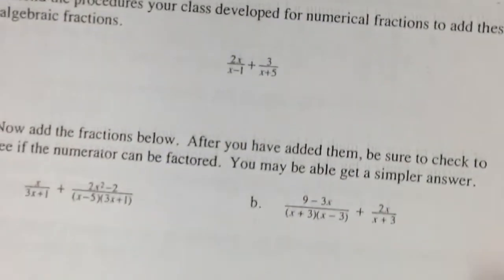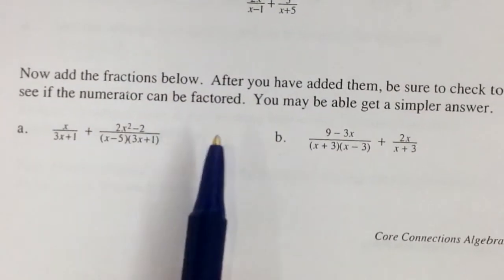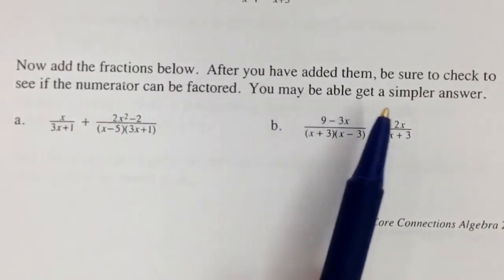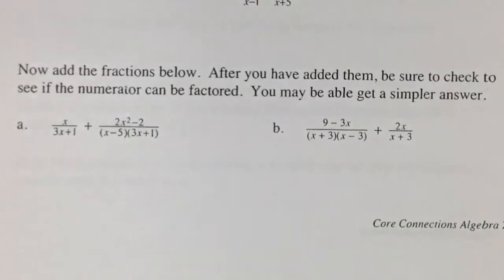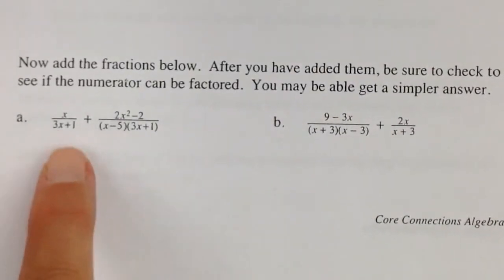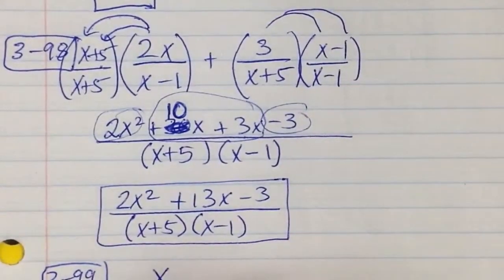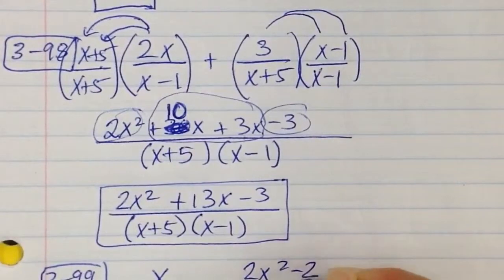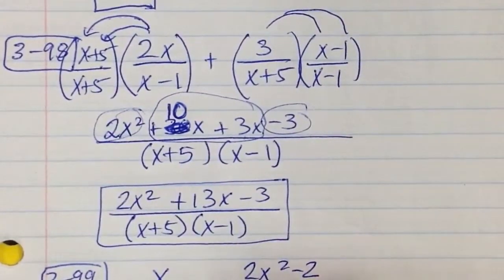99 says, now add these fractions below. After you have added them, be sure to check to see if the numerator can be factored. You may be able to get a simpler answer. So we can factor these ones. So let's look at x over 3x plus 1, plus 2x squared minus 2 over x minus 5 times 3x plus 1.